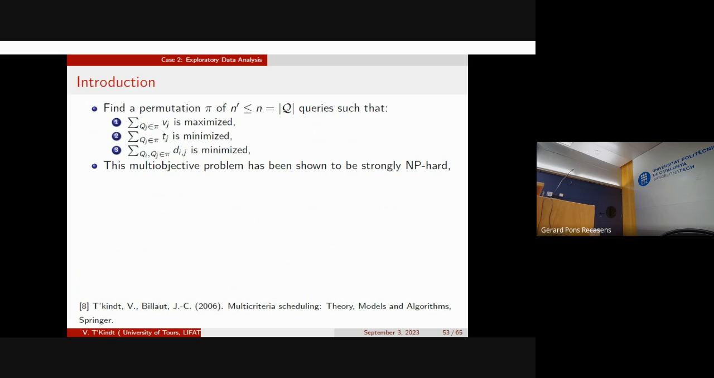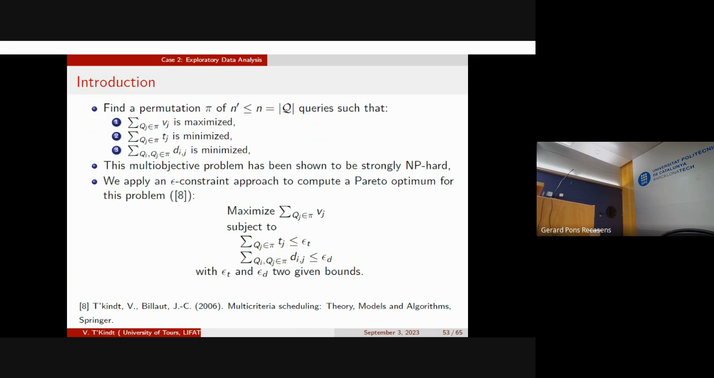And this problem is a multi-objective one because we have 3 objective functions. And it has been shown to be strongly NP-hard. So again, we're unlucky. By the way, if at the moment you don't know what is the complexity of your problem, just put a coin on the fact that it is strongly NP-hard, and 90% of the time it will be hard. Okay, most of the problems are strongly NP-hard.